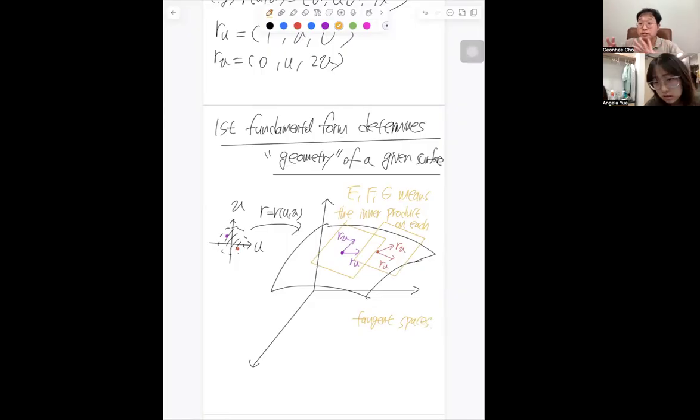Then what can we do? As long as you have the tangent spaces and the inner product, then you actually know the geometry of the tangent spaces, which determines the geometry of the surface. So that's why we call it the first fundamental form.